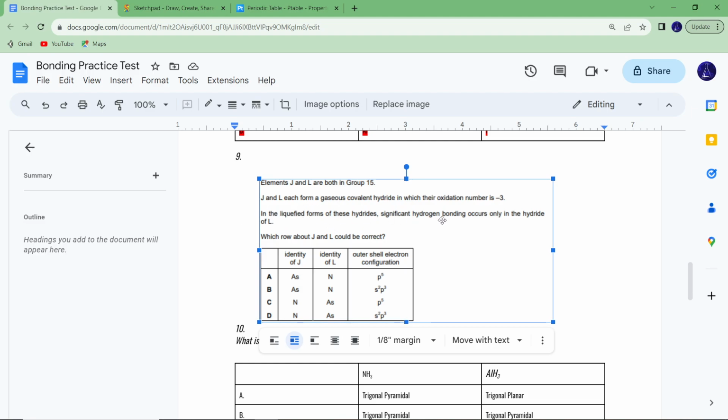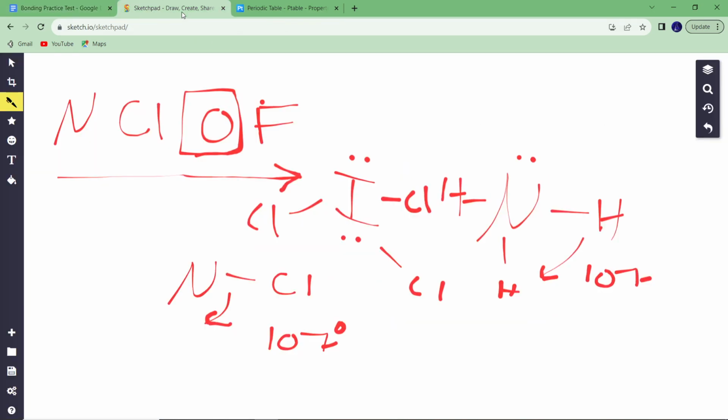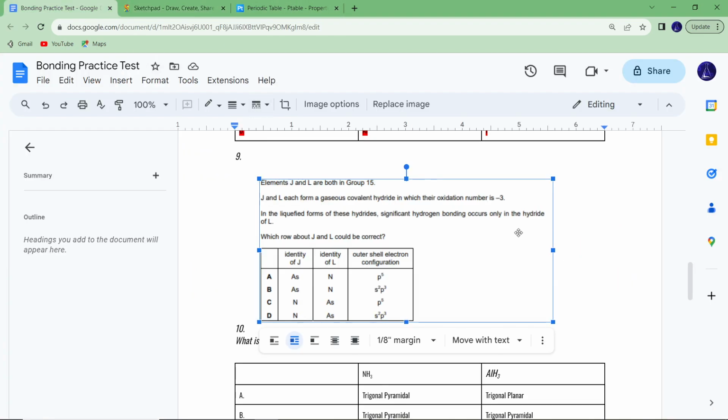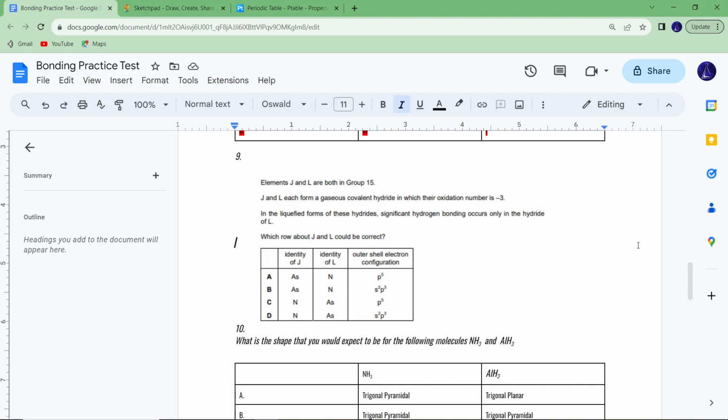In the liquefied form of these hydrides, significant hydrogen bonding only happens with the hydride of L. Okay, so now we have to think of hydrogen bonding. And hydrogen bonding is essentially just a polar bond. Well, that's only going to happen when we have N, Cl, O, and F, which means automatically L has to be N, which means that C and D are automatically eliminated from our answer choices.